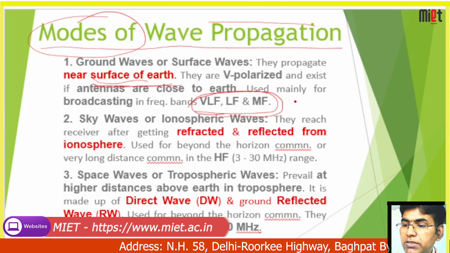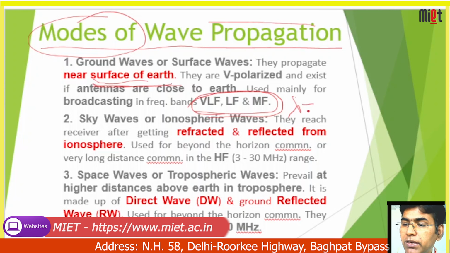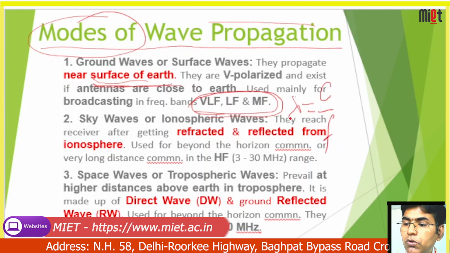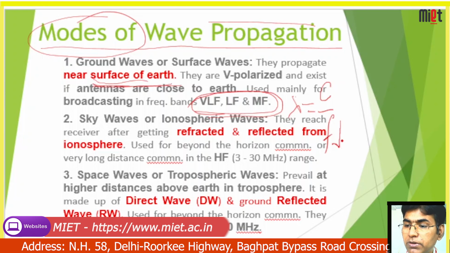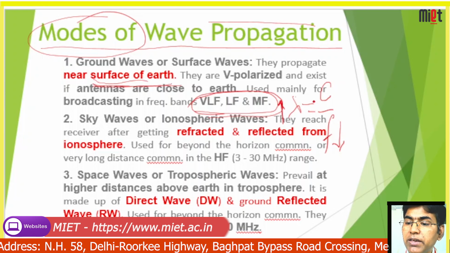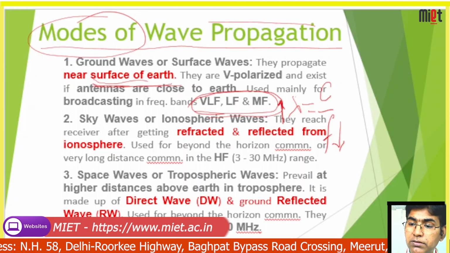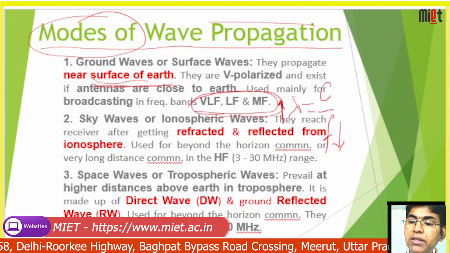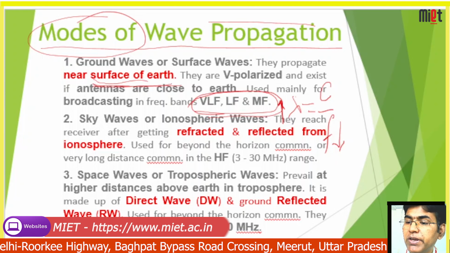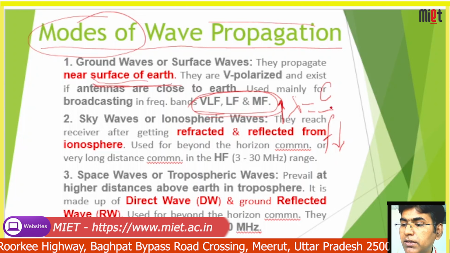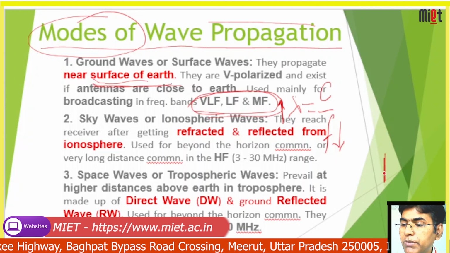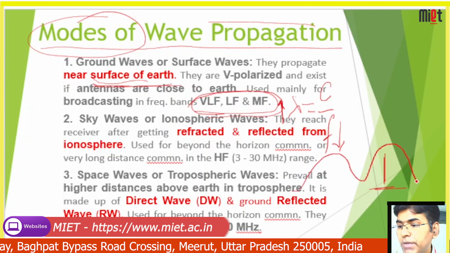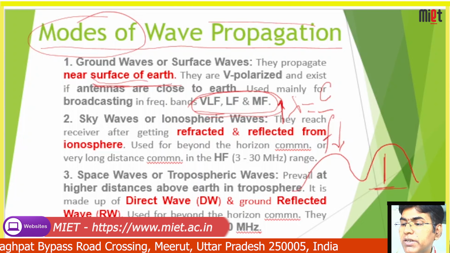Wavelength lambda is dependent on frequency, as lambda equals c by f. If frequency is high, then lambda will be low, and if frequency is low, then lambda will be high. And if lambda, which is the wavelength of the signal, is high, it can easily bypass the obstacles available on the surface of the earth. For example, if lambda is very high and there is a building on the surface of the earth, the wave will travel like this. It will just bypass the building, and the surface wave will reach the receiver.